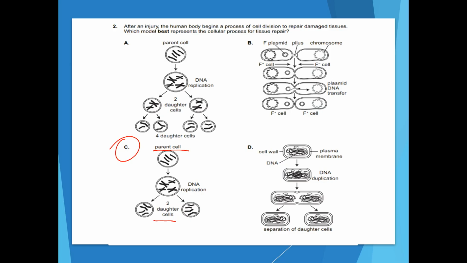Up here, letter A, this is meiosis. This is how we make gametes, and this is not how we would fix an injury, because here we're having 4 cells that are different from each other.